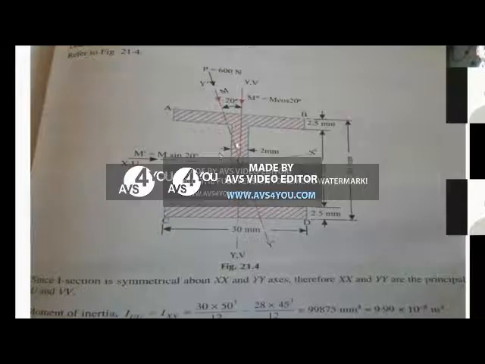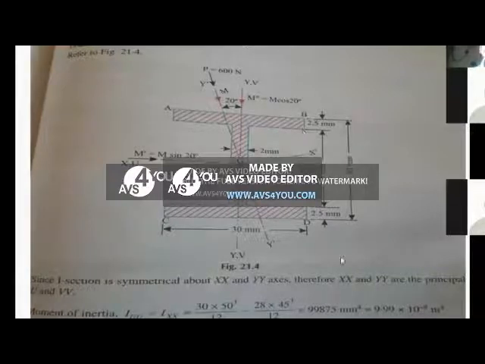And if it is a cantilever and this load is acting at the free end, what is the bending moment? If a load P is acting at the free end of a cantilever of span L, you all know it is P into L, or W into L, the maximum bending moment which you get at the support.